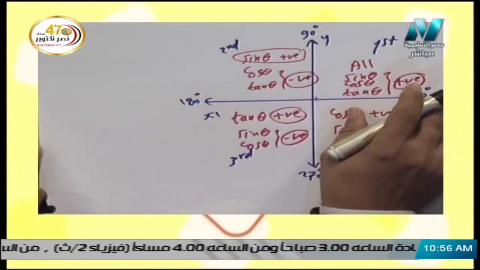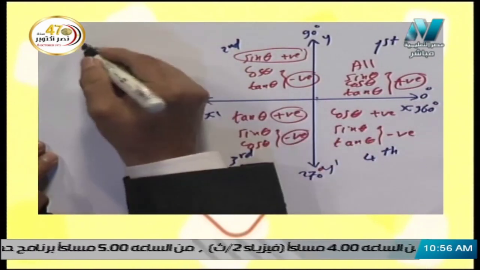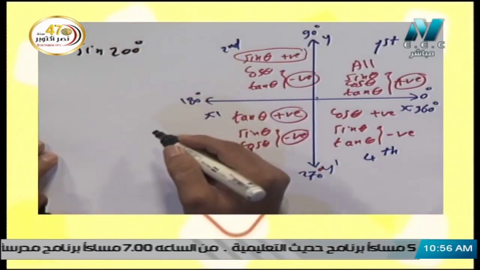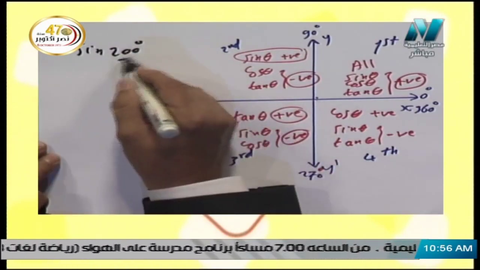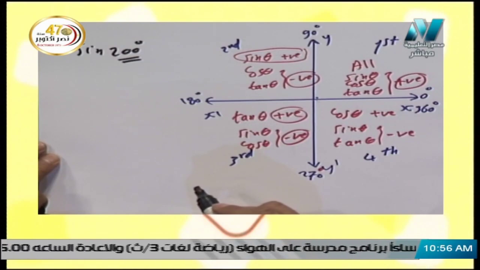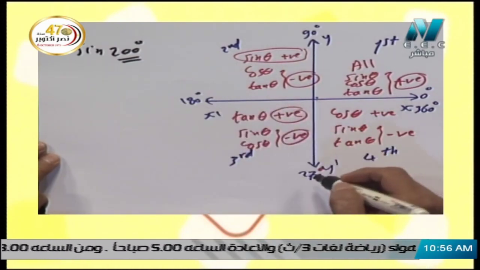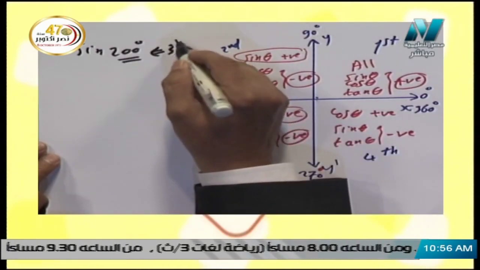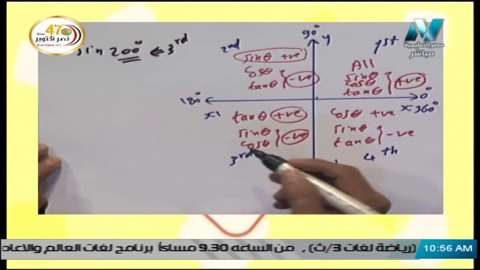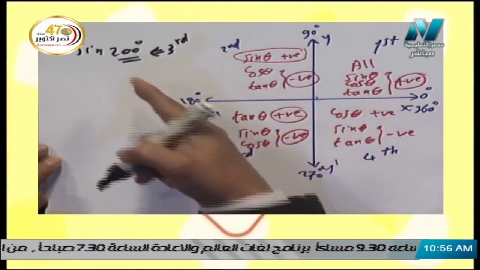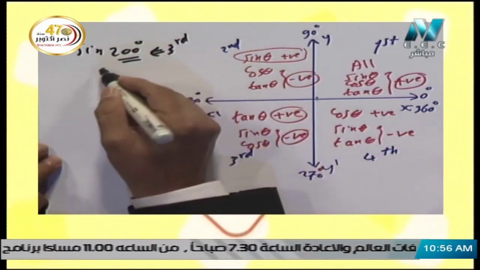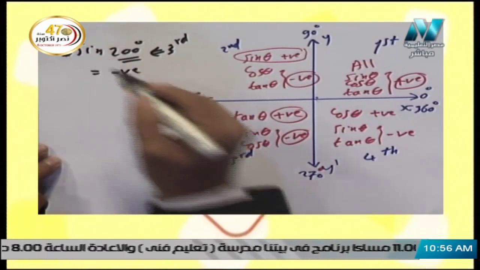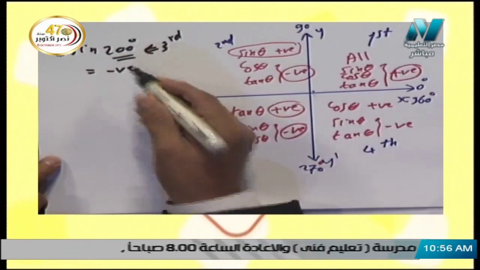so if someone asks us about the sign of a function, as an example, sine 200 degrees. Where is it? We know that 200 lies between 180 and 270, so it lies in the third quadrant. In the third quadrant, we know that sine is negative, so sine 200 is negative, of course.